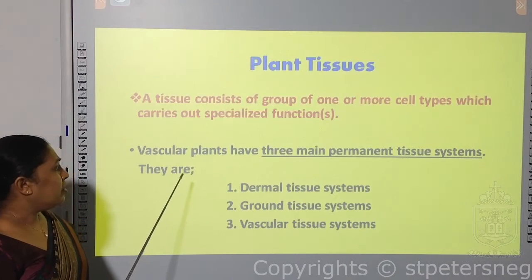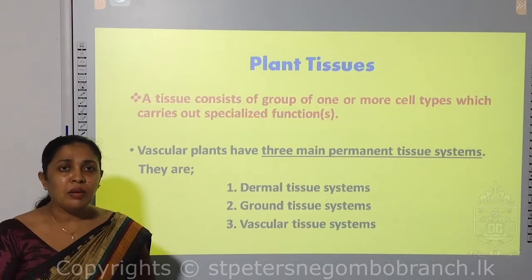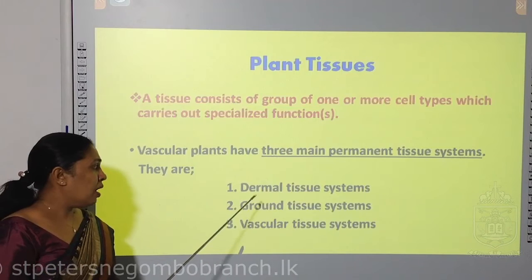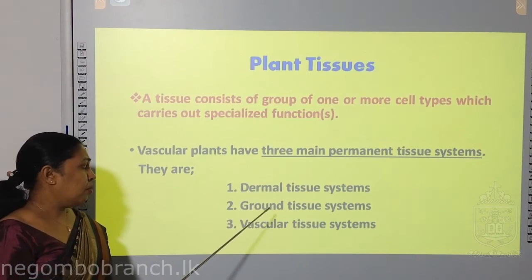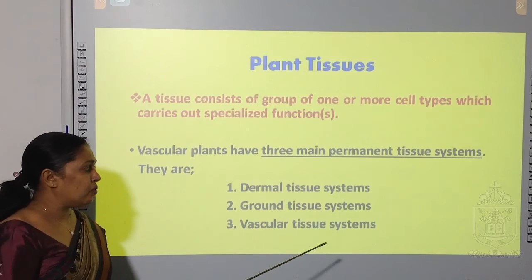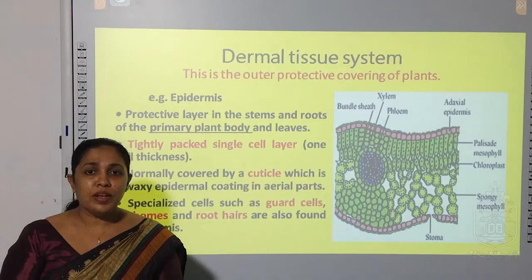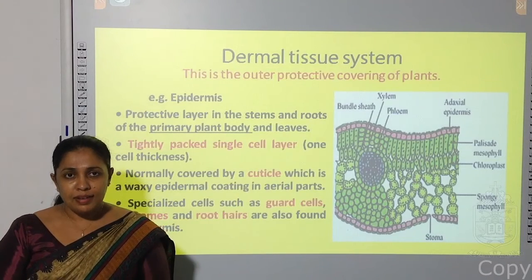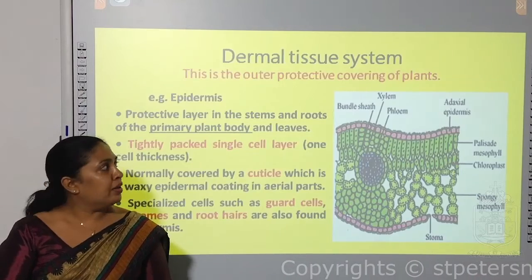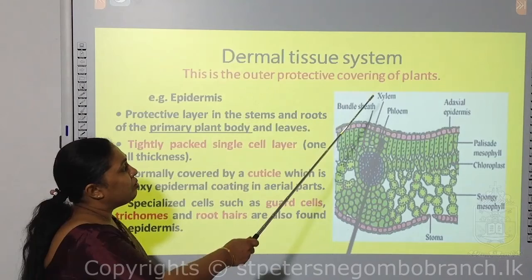In the plant tissue systems, vascular plants have three main types of plant tissue systems. Number one is dermal tissue system, number two is ground tissue system, and number three is vascular tissue system. If we go to the dermal tissue system, it is a protective layer of the plant. It is the outer protective covering of the plant.